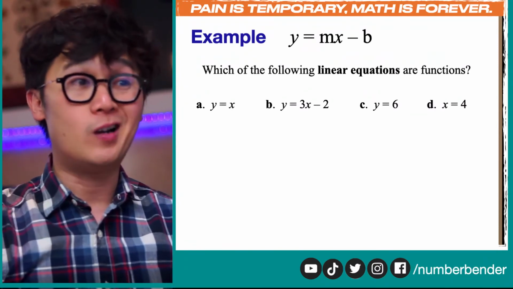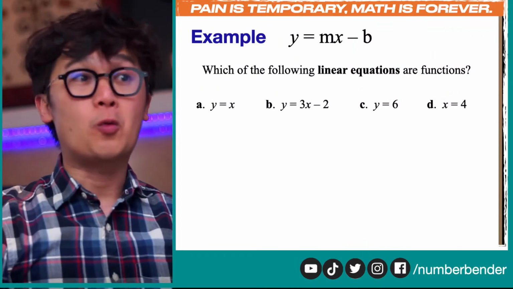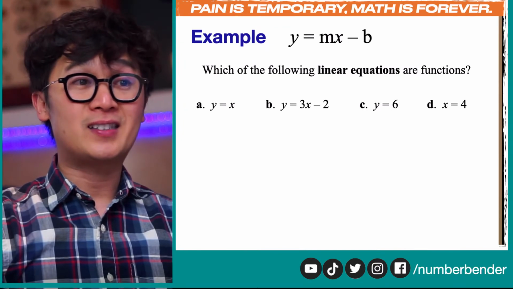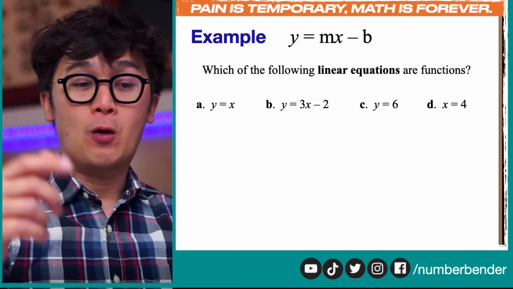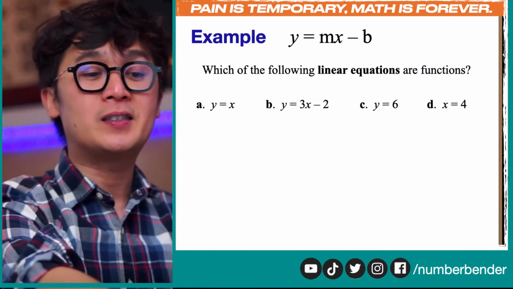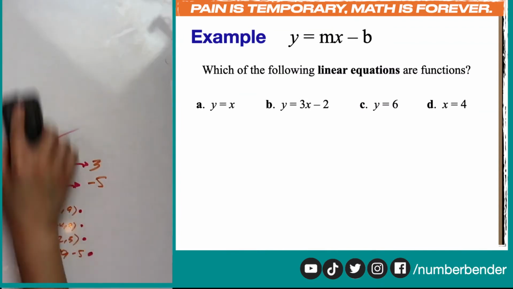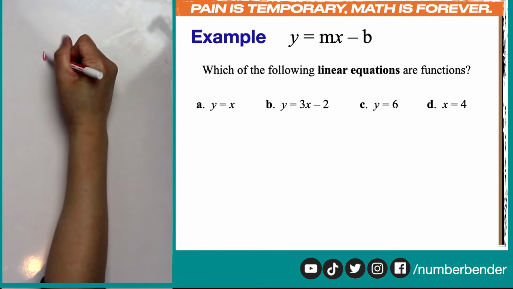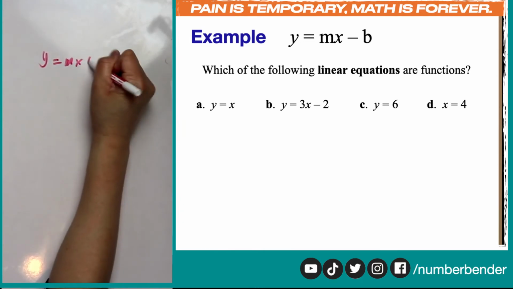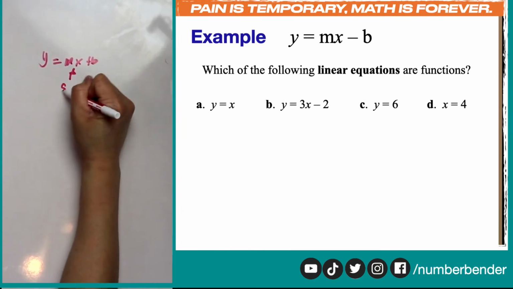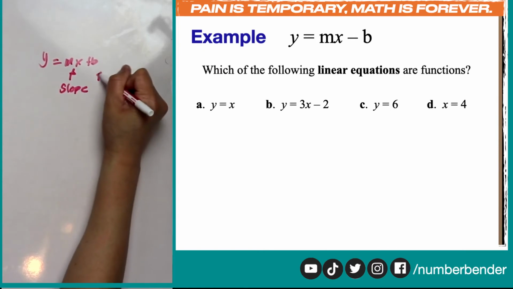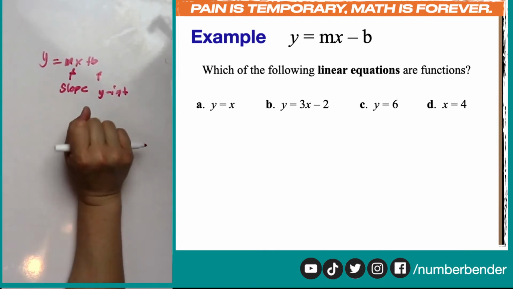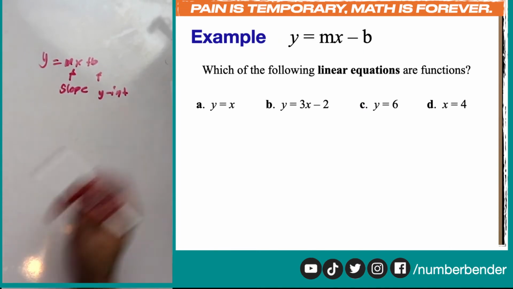So we have linear equations: y is equal to x, y is equal to 3x minus 2, y is equal to 6, and x is equal to 4. The y is equal to mx plus b is one of the formulas that we use to graph a function. So if we have y is equal to mx plus b, where m is the slope and b is the y-intercept. It's supposed to be plus, y is equal to mx plus b, not minus.